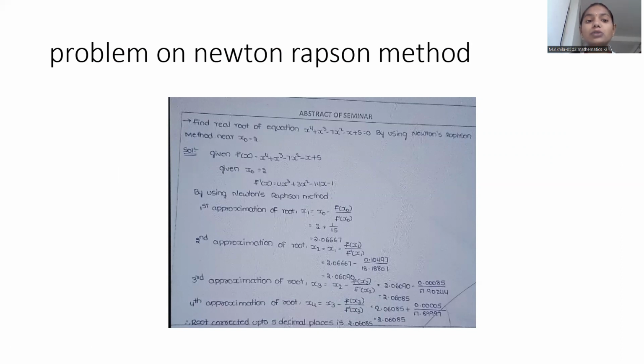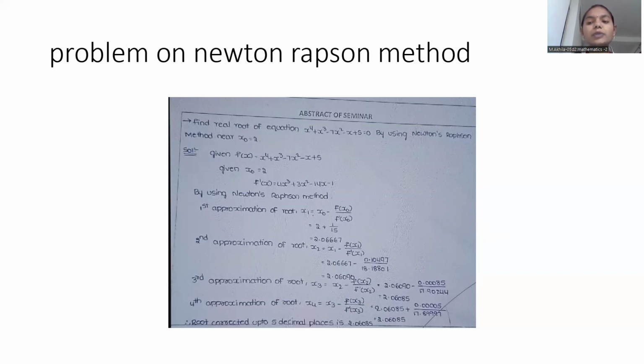Let us solve the problem by using the Newton-Raphson method. The first approximation of the root is x1 equal to x naught minus f of x naught by f dash of x naught. If we substitute x naught in the formula, we get 2 plus 1 by 15, since f of x naught is equal to minus 1 and f dash of x naught is equal to 15. That means f of x naught by f dash of x naught is minus 1 by 15. Substituting this, the first approximation is 2.06667.